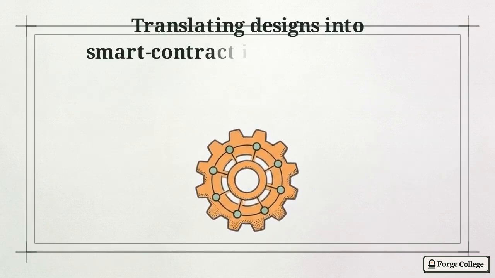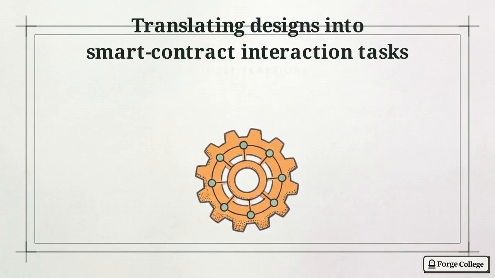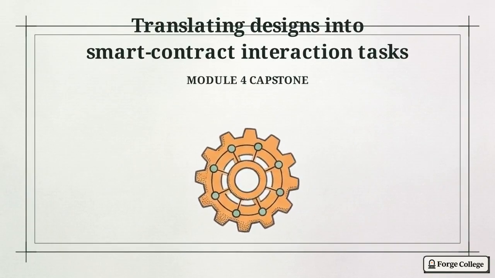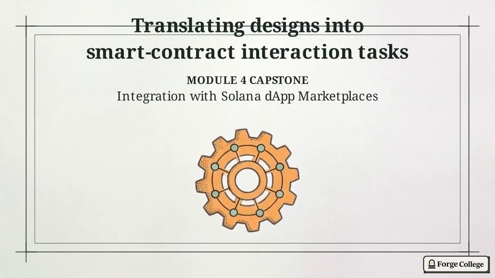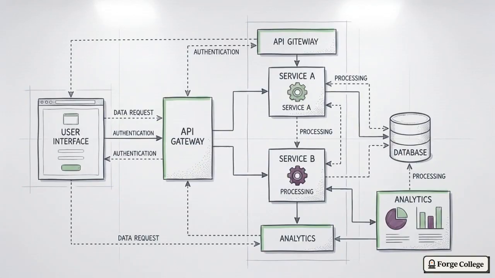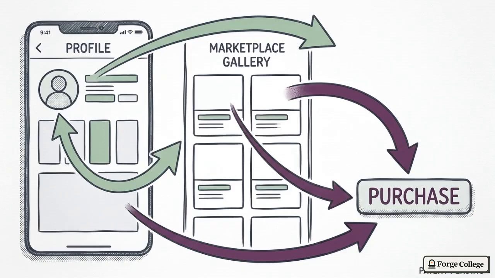Today, we are tackling translating designs into smart contract interaction tasks. We are right in the middle of your capstone module for the Integration with Solana dApp Marketplaces course. In our previous lesson, Project Planning and System Design, you finalized the overarching blueprint for your application. You walked away with a complete user-facing interface that shows exactly how a user will navigate your marketplace.